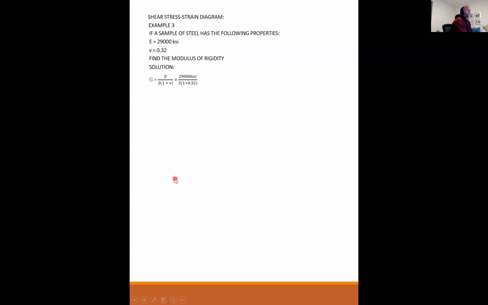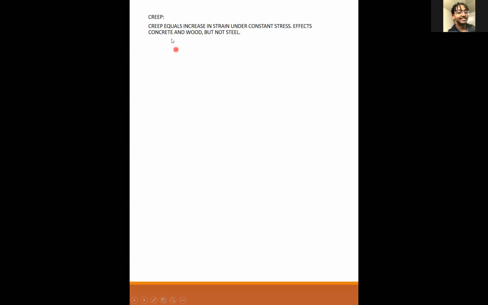These are not so much calculations, but just concepts that you should be aware of. First concept is creep. And creep is defined as an increase in strain under constant stress. That's the definition. Creep equals increase in strain under constant stress. It does affect materials such as concrete and wood. Those aren't the only ones, but those are the well-known ones. Steel does not experience creep.